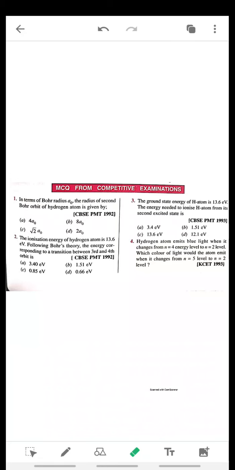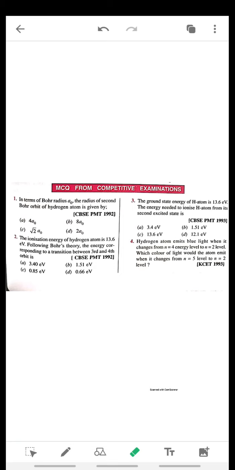Okay, students. Today we discuss the atoms chapter. Regarding this, we will discuss some previous competitive examination questions. Okay, we move to the questions. First question: in terms of Bohr's radius a naught, the radius of the second Bohr orbit of hydrogen atom is given by. Okay, this is the question.